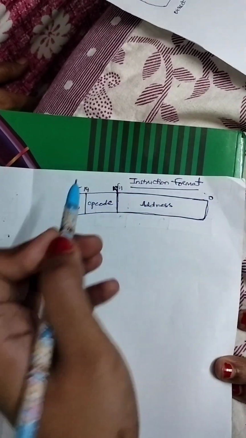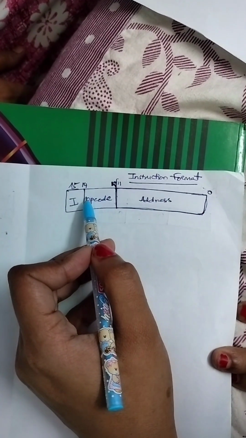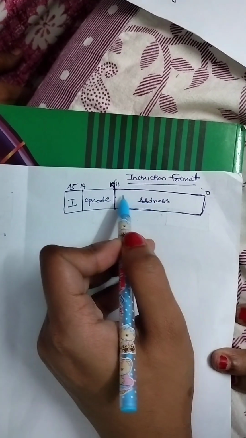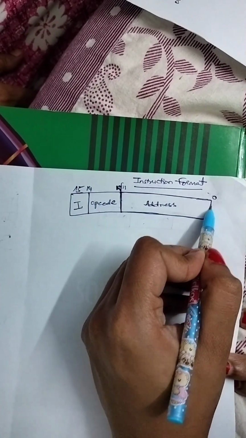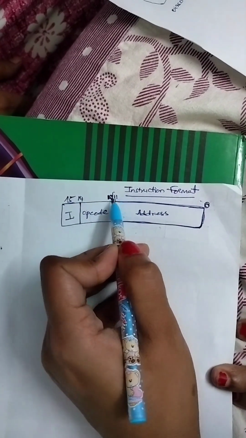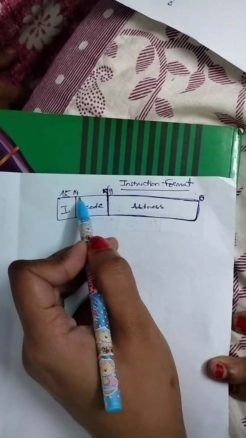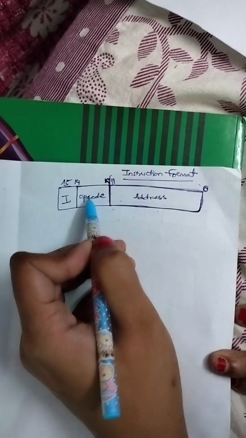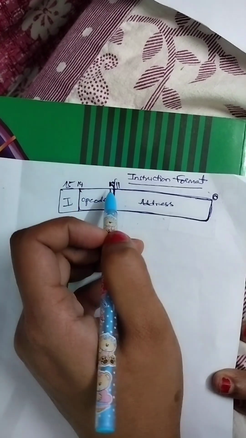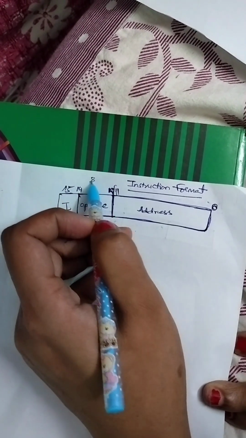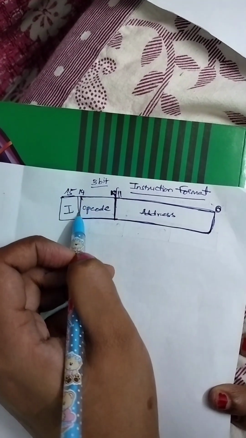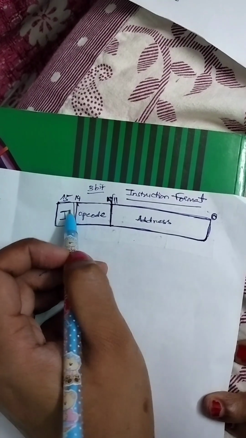Here, let us take the size of the instruction format as 16 bits. Hence, the address field size is from 0 to 11, that means 12 bits. Then the next division of the instruction format is opcode. The size of the opcode is 3 bits. And I stands for indirect address.